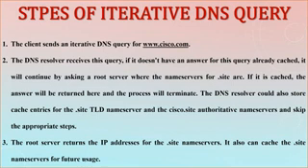The DNS resolver could also store cache entries for this site, the TLD name server, and the Cisco site authoritative name servers, and skip the appropriate steps. And the third step is the root server returns the IP addresses for the site name servers. It can also cache the site name servers for future usage. Thank you.